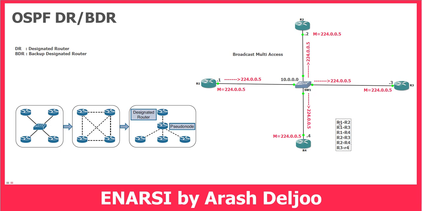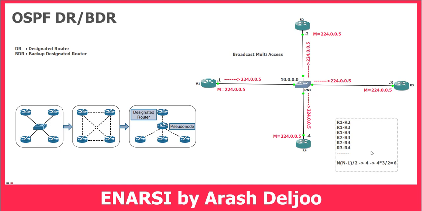As you can see here, in this simple scenario with only 4 routers, we will have 6 OSPF neighborships. If you want to find the number of neighborships in each broadcast multi-access network, you can use this formula: n multiplied by n minus 1, divided by 2. N is the number of routers. For example, if you have 4 routers, you can easily find the number of neighborships: 4 multiplied by 3 divided by 2 equals 6.